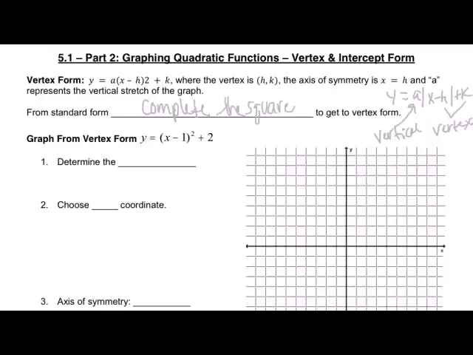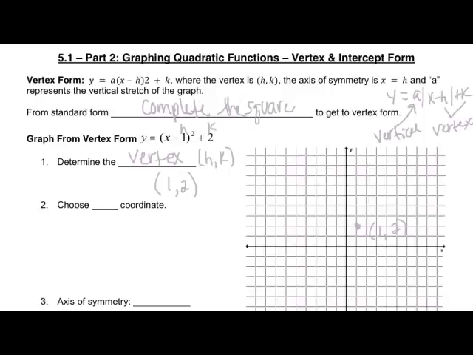If our function is in vertex form, the first thing we need to do is determine the vertex, and we can see that right in the equation. Our vertex comes from our h and our k. In this case it is (1, 2), so on our graph we can plot (1, 2). The same is true with vertex form as standard form: our a value determines whether our parabola will open up or down. If it's positive, then it's going to open up. Notice there's no number in front, it's just a positive 1, so this parabola is going to open up.